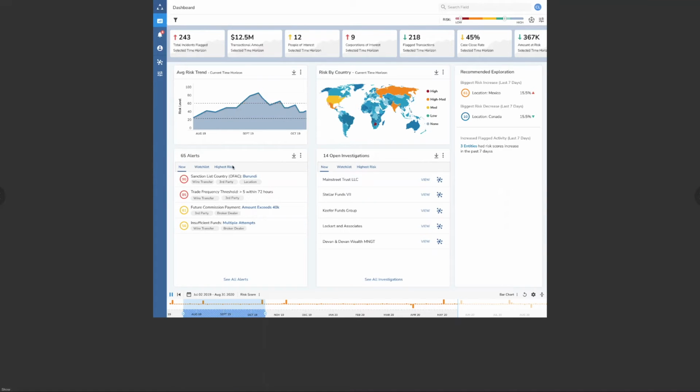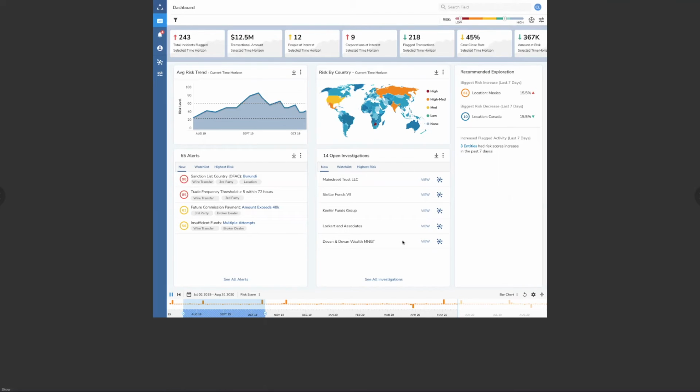So in this case, I've got a few alerts that are new. And those are things such as possible violations of a trade with a constituent in a company that's on a sanctioned list. There are other thresholds such as frequency thresholds, and even some of the things that Scott mentioned around large amounts of money moving in future payments via commission, and then just flags around things such as insufficient funds and multiple attempts to draw money that's not there. So these are behavioral things that may kick off an alert that we've configured in the back end.